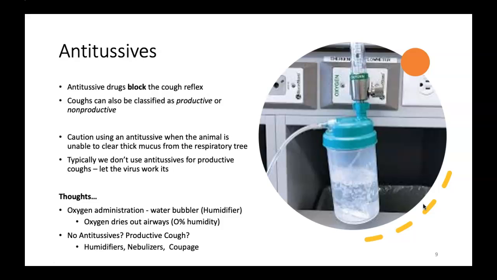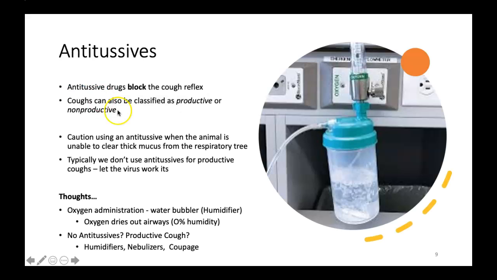If an animal has a cough and we want to get rid of a productive cough, or at least support the productive cough, and we don't have antitussives available to us, then we could potentially use a humidifier or a nebulizer or a coupage. And I think I have a video. Yeah, there's a video right here. So just a little backup.